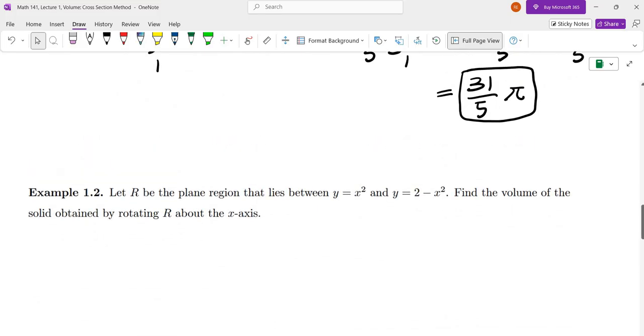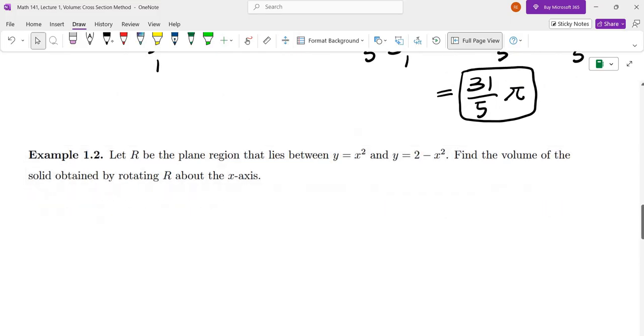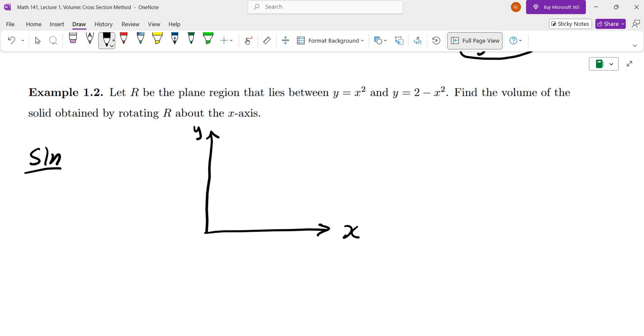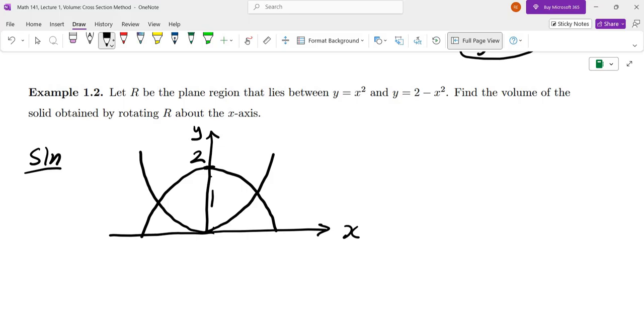Let's look at two more examples. So the next example is a little bit different. Let R be the region that lies between y equals x squared and y equals 2 minus x squared. So let's draw the diagram for this. So y equals x squared looks like this. Y equals 2 minus x squared is an upside down parabola, and the vertex is at 0, 2. So it looks like this. So this is our region R.